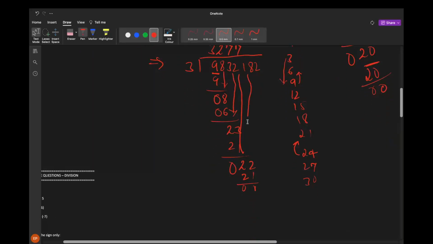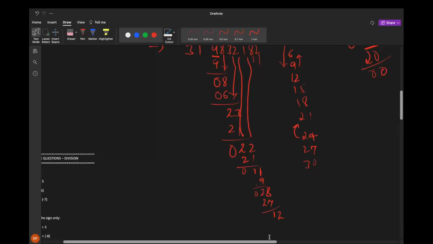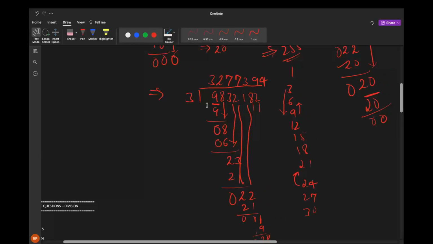Next take this one. 11 means 3 fours are 12, because it is bigger, so we have to consider 9. 3 threes are 9. 11 minus 9, 2. Next take 8, 28. 3 nines are 27, right? Because 3 tens are 30, which is the bigger one, so we have to consider the smaller one, 27. Left with 1. Next 2. 3 how many times 12? 3 fours are 12. So 0. This is the answer.